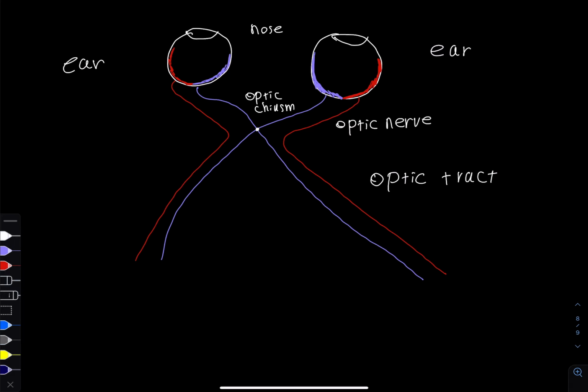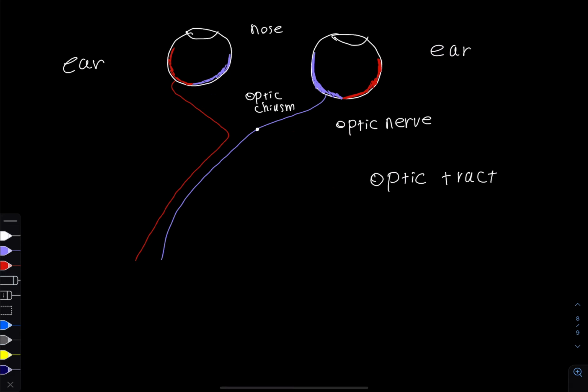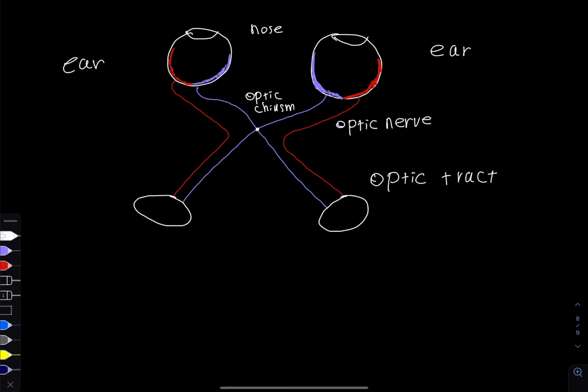And let me make the optic tract a little shorter, like this. These are going to innervate a certain nucleus, and a nucleus is basically a group of neuron cell bodies within the thalamus. That's called the lateral geniculate nucleus. So we have a left lateral geniculate nucleus and a right lateral geniculate nucleus. It's usually referred to as LGN.